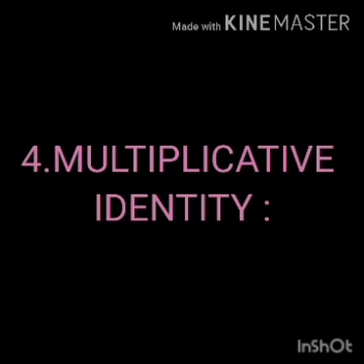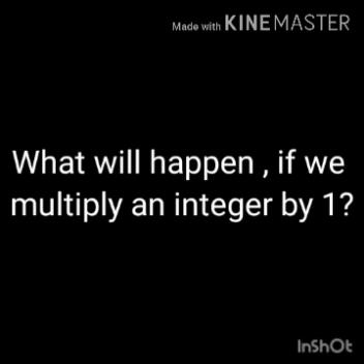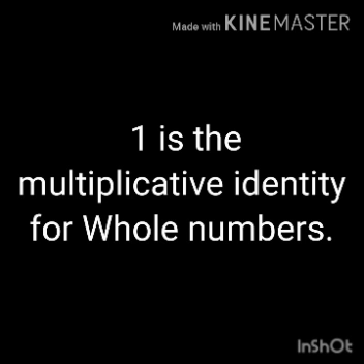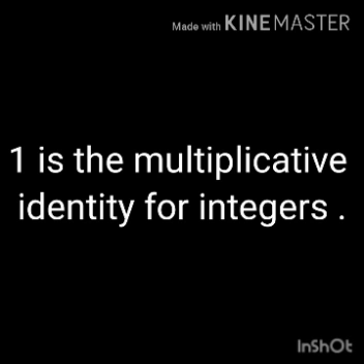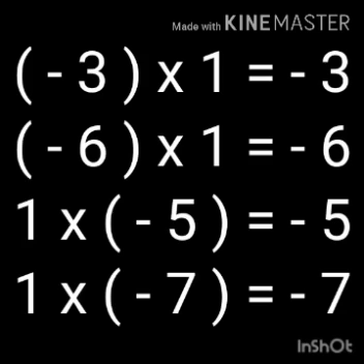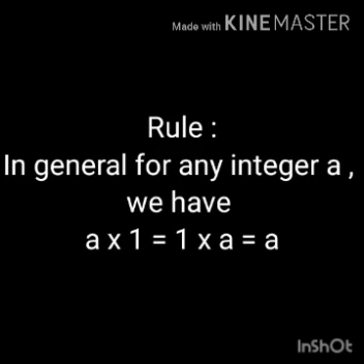Multiplicative identity. Let us see what will happen if you multiply an integer by 1. We know that 1 is a multiplicative identity for whole numbers. 1 is the multiplicative identity for integers as well. Minus 3 into 1 is equal to minus 3. Minus 6 into 1 is equal to minus 6. 1 into minus 5 is equal to minus 5. 1 into minus 7 is equal to minus 7. In general, for any integer a, we have a into 1 is equal to 1 into a, which is equal to a.